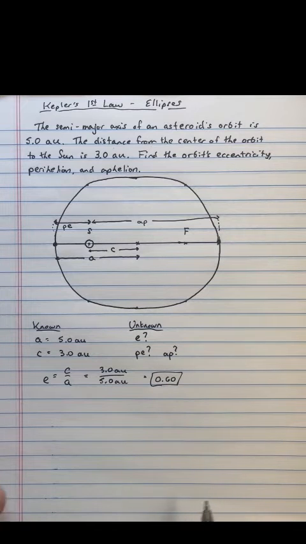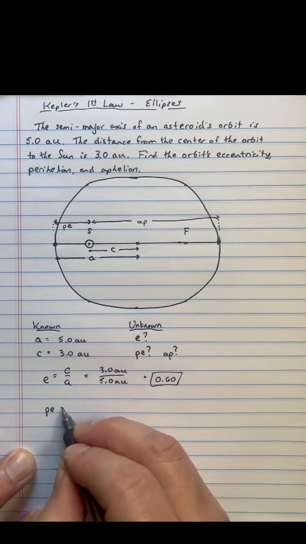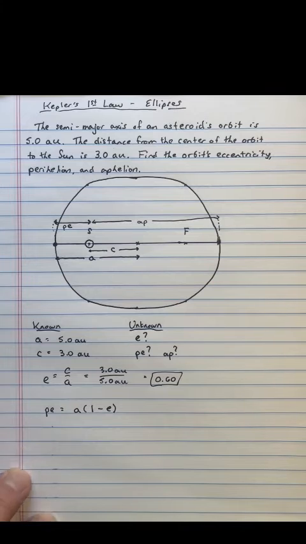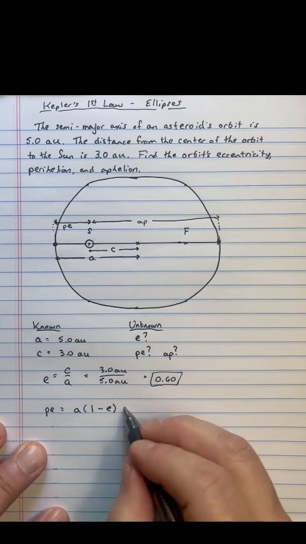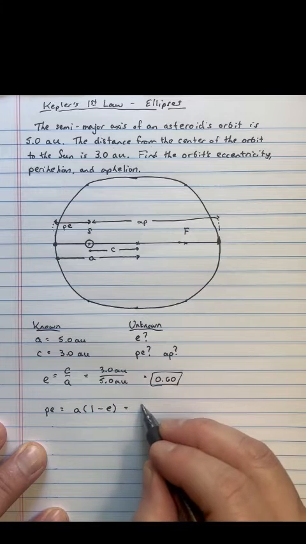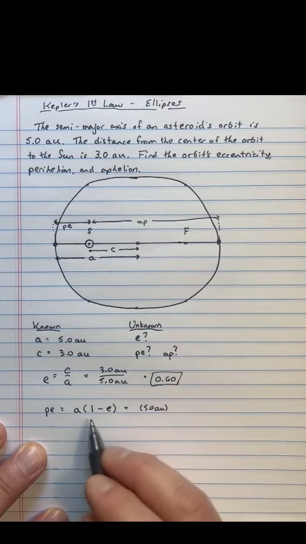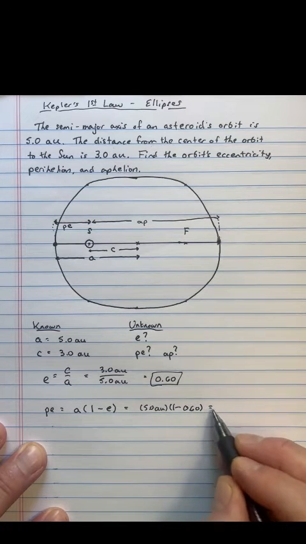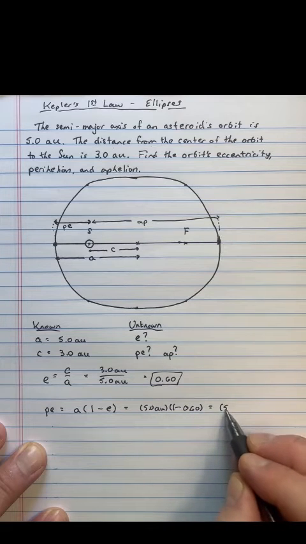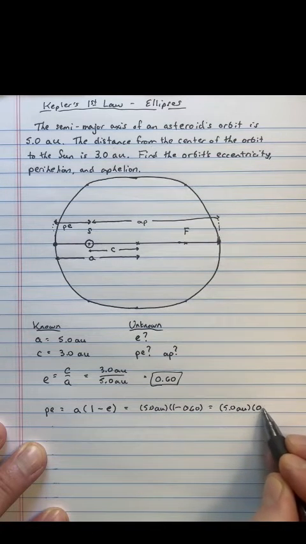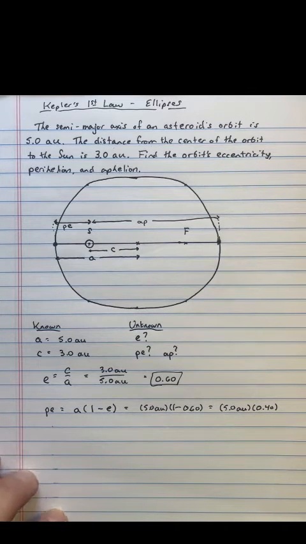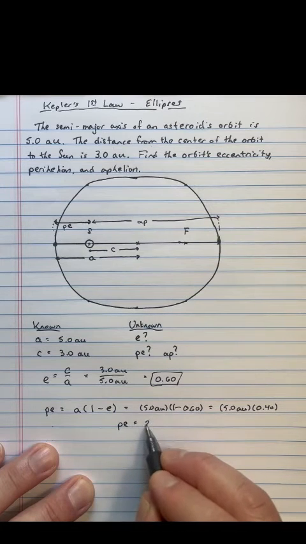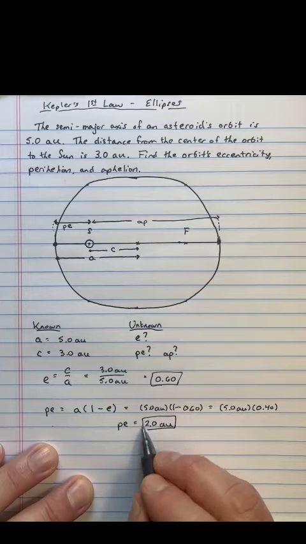Second thing is, what about perihelion and aphelion? Well, perihelion is equal to the semi-major axis multiplied by 1 minus the eccentricity, like that. And so let's go ahead and calculate that. So semi-major axis is 5 AU. Now that we have eccentricity, 1 minus 0.6. Of course, 1 minus 0.6 is 0.4. So 5 AU multiplied by 0.4, or 40%. 40% of 5 is 2. So the perihelion distance is 2 AU, like that.